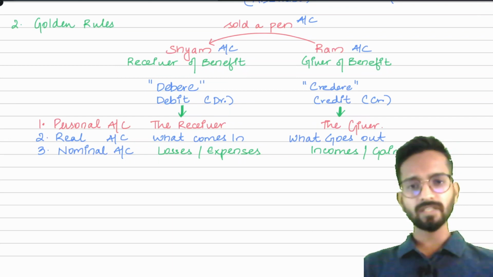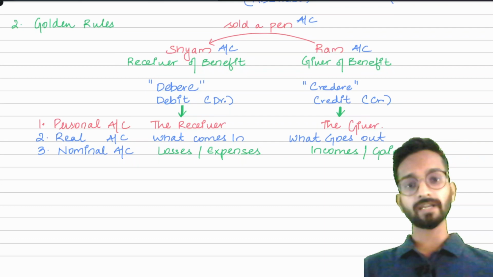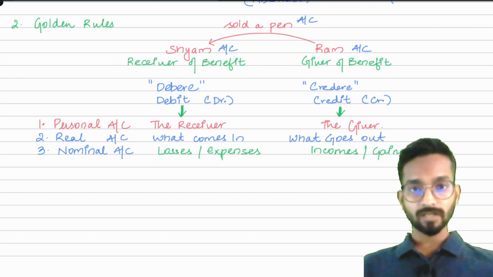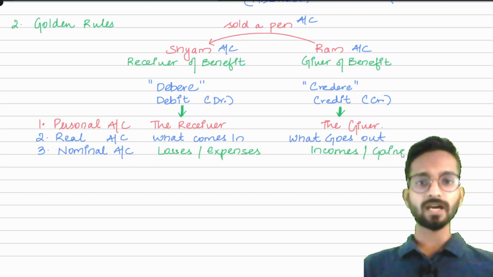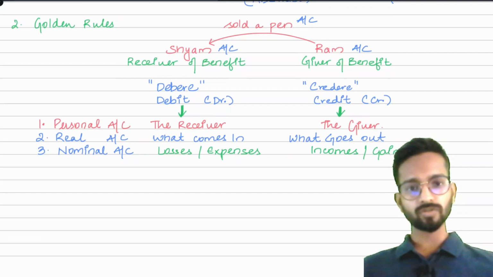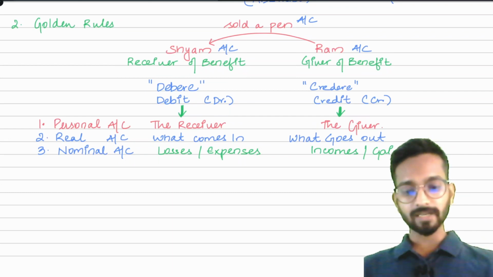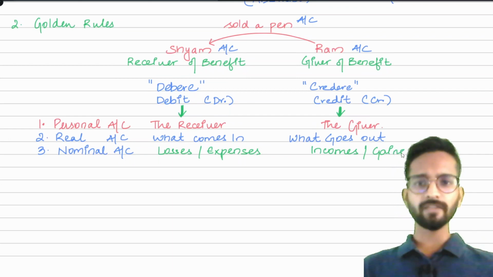On the basis of these 3 very simple rules, we will understand the entries, journal entries, the book of account, and all the other concepts of accountancy are dependent on the golden rules. If we know the golden rules properly and thoroughly, we can understand any topic of accountancy very easily.